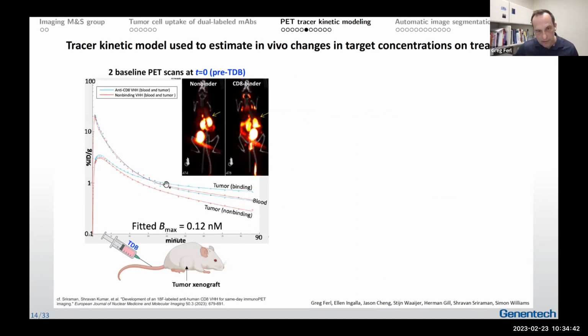And that would be the red curves here. So the tumor curve is the lowest one, and the blood one is labeled blood. But then we inject the animal with the T-cell dependent bispecific. This is an antibody that binds to mouse CD3 and then to a mouse tumor antigen.